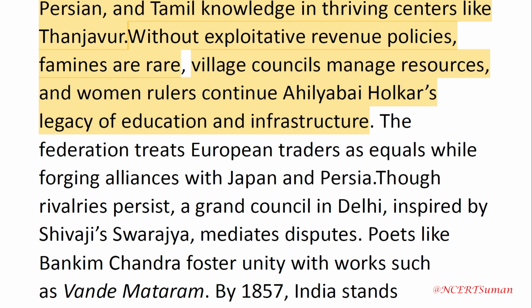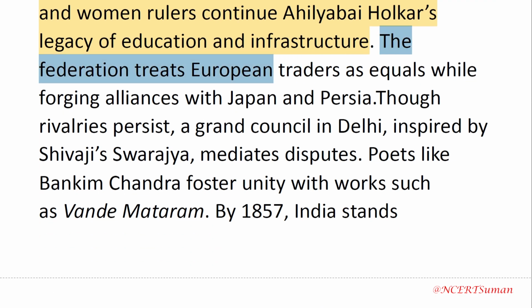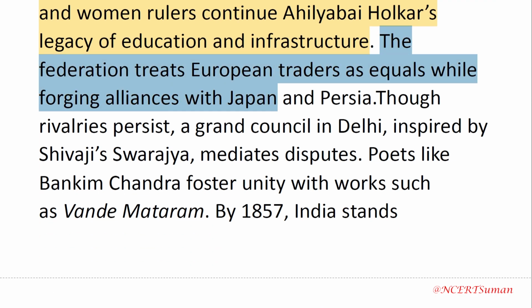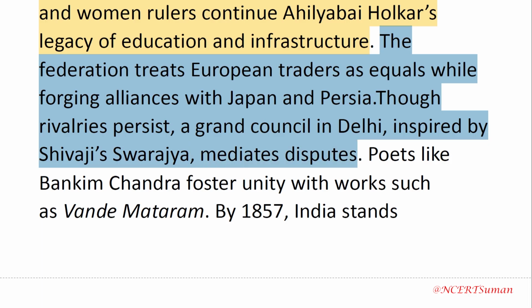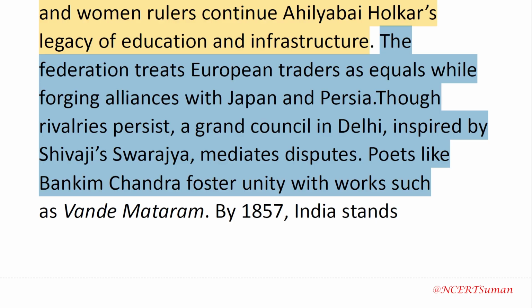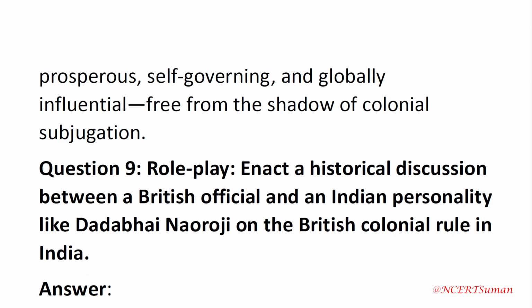education and infrastructure. The Federation treats European traders as equals while forging alliances with Japan and Persia. Though rivalries persist, a Grand Council in Delhi, inspired by Shivaji's Swarajya, mediates disputes. Poets like Bankim Chandra foster unity, with works such as Vande Mataram. By 1857, India stands prosperous, self-governing, and globally influential, free from the shadow of colonial subjugation.